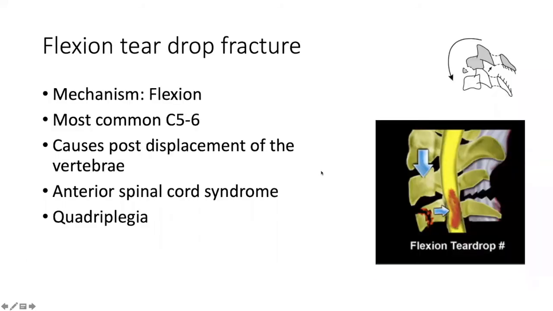There's also flexion teardrop fracture. The mechanism for this one is flexion, usually most common on C5 and C6. After the flexion, you get posterior displacement of the inferior vertebra, which usually causes anterior spinal cord syndrome. This one is actually quite hard. These people usually don't have any point tenderness, and the only way you're going to detect it is by CAT scan, and even then sometimes it's missed.